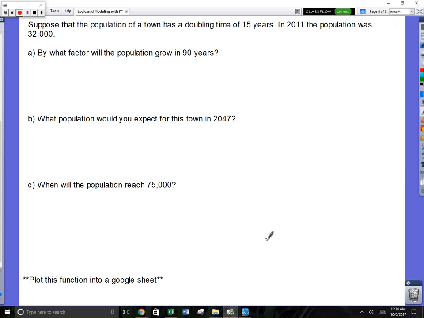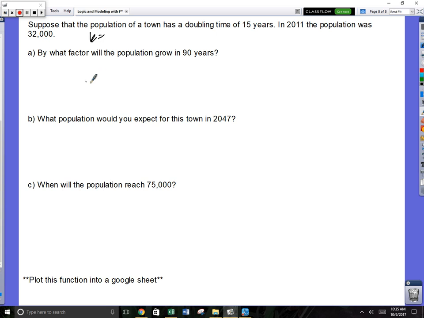Alright, one more. Suppose the population of a town has a doubling time of 15 years. In 2011, the population was 32 grand. Before you do anything, you have to find k, the rate of growth, the percent change each year. They didn't tell it to us. They told us that it doubles in 15 years, but we want to know how much it's changing each year. So here we go. In 2011, the population is 32 grand.